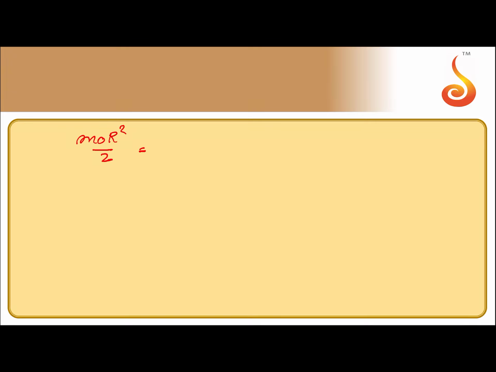So if we simplify it, we get it as half m. Kinetic energy becomes, of course, omega square is there, half m omega square into r square plus l square. This is m l square. So l square divided by 12.